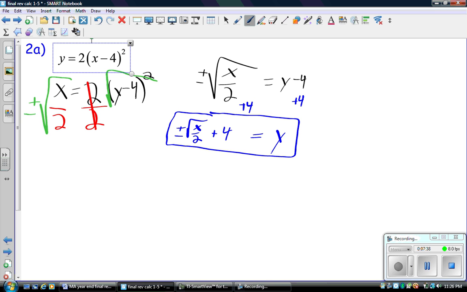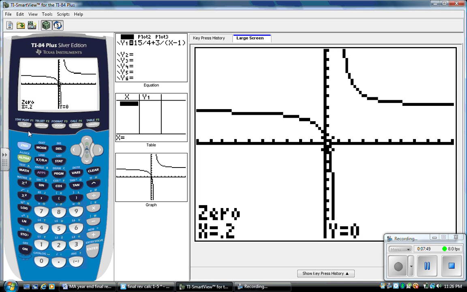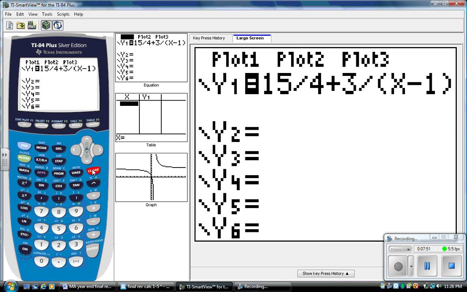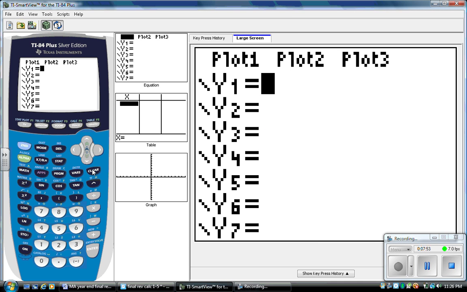There's your answer. And technically that's two answers, positive and the negative of that. Now if you want to check this, again, fancy calculating device, I'm going to first graph the original function, which was a parabola, 2 parentheses x minus 4 squared. And I know I'm going to get a parabola there. Then I'm going to graph the next two things that I found.